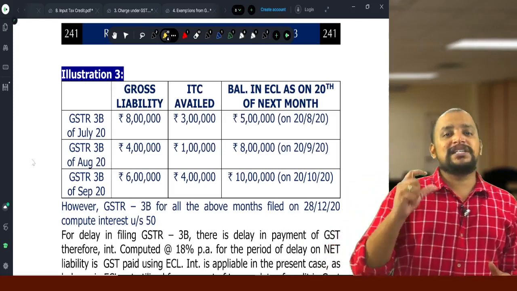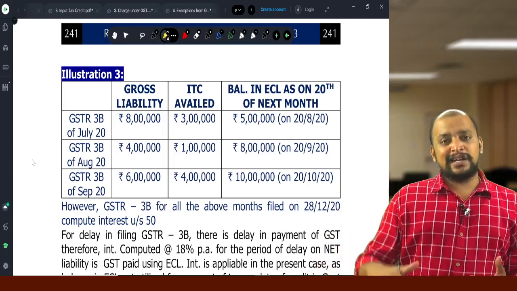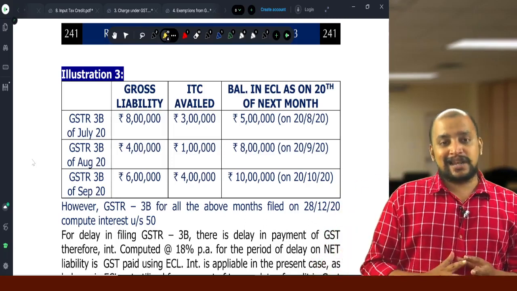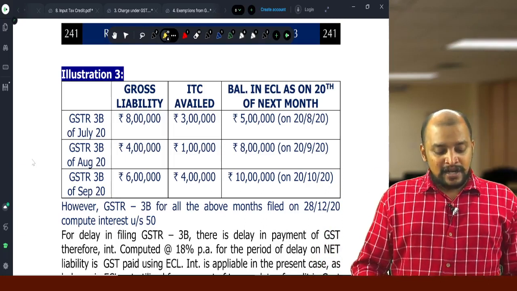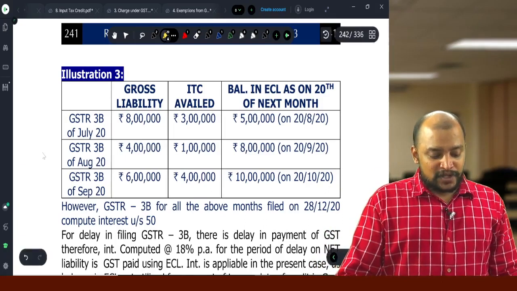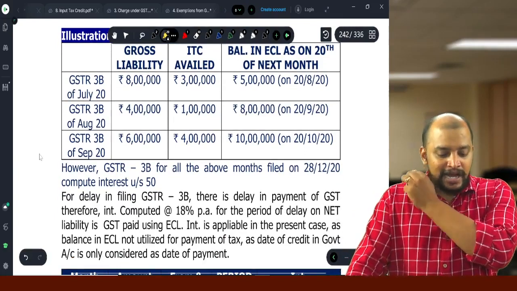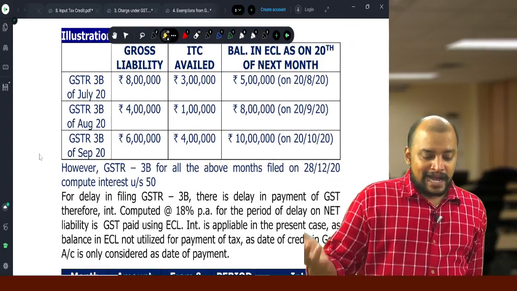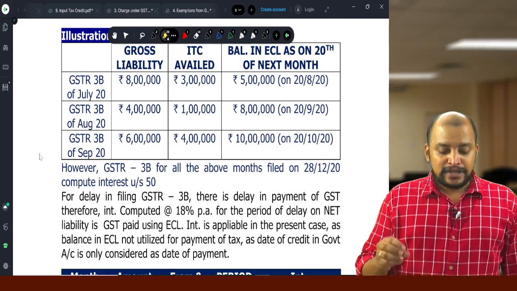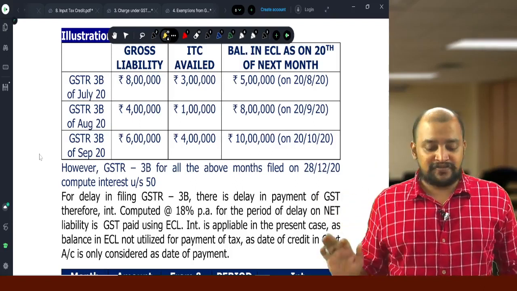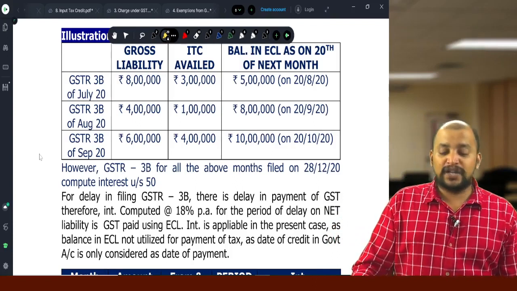So we will file one GSTR 3B, and only through that can we make the payment. In this case, a person has deposited the money into the cash ledger. Say gross liability is 8 lakhs for July 2020, and ITC availed is 3 lakhs. So the difference is 5 lakhs. He deposited that 5 lakhs in the cash ledger by 20th August.